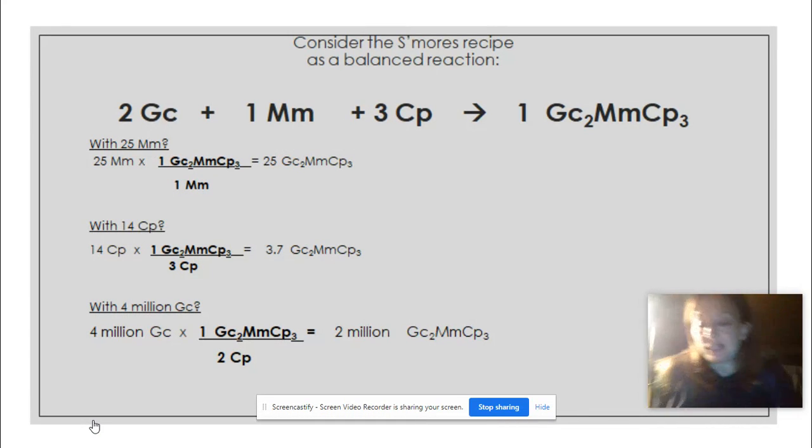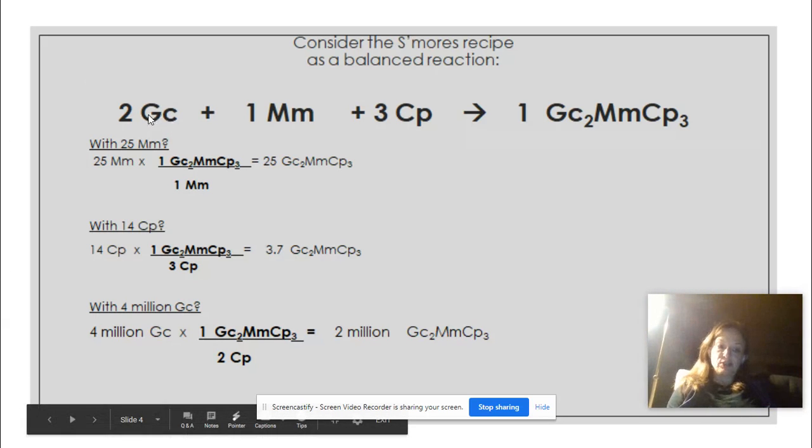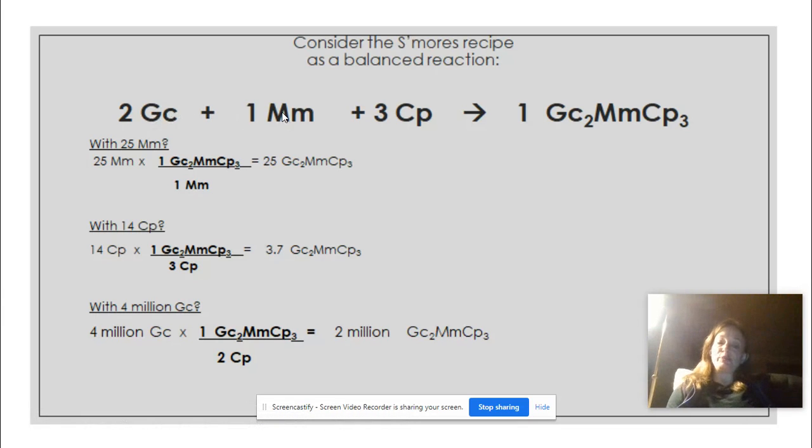Something you might be more familiar with is the making of s'mores. So a s'more is 2 graham crackers, which I've abbreviated GC, so it looks like an element, plus 1 marshmallow plus 3 chocolate pieces, CPs. And if you put those all together, you make 1 s'more. But technically, that s'more has a formula of GC2CP3. So here's how I would set it up if I were to do this as a stoichiometry problem to figure out how many s'mores I could make with 25 marshmallows.